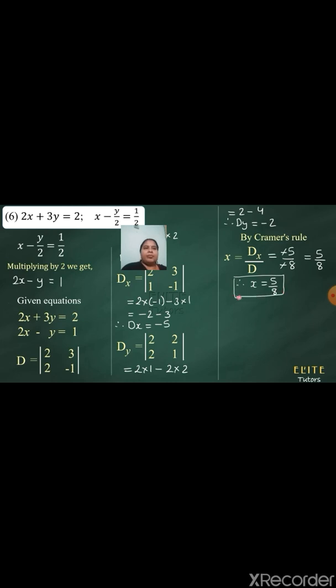Come to y. Y is equal to dy upon d. Again substitute the values. Dy is minus 2 and d is minus 8. First thing is cancel minus and minus sign. This fraction can further be reduced. 2 ones are 2, 2 fours are 8. So the answer is 1 upon 4. Final answer is x is equal to 5 upon 8 and y is equal to 1 upon 4 is the solution of this simultaneous equation.